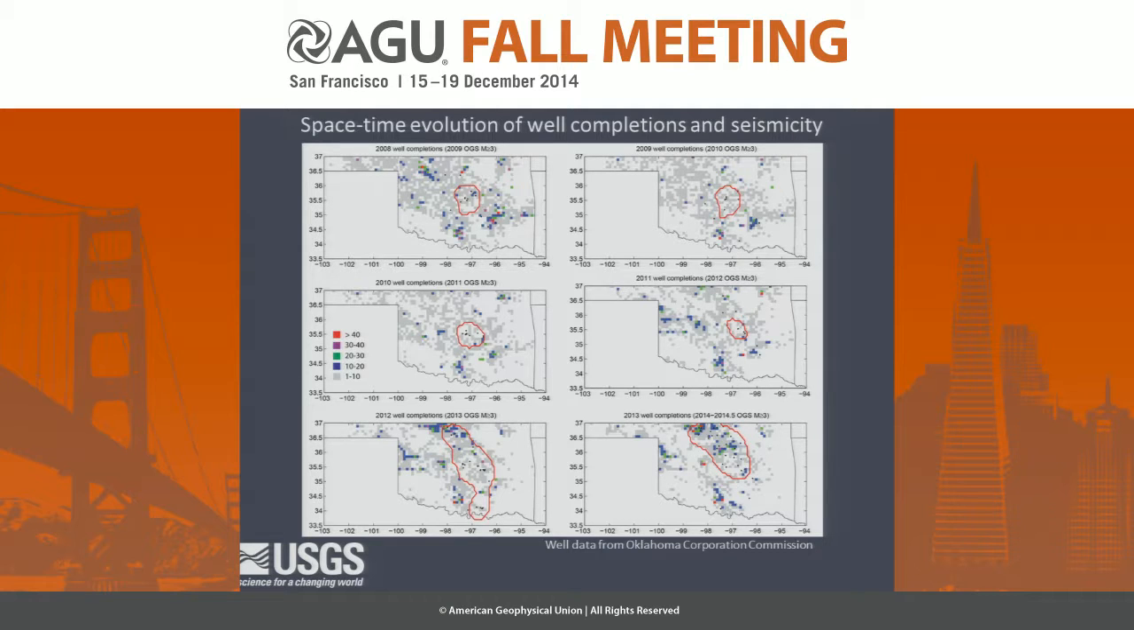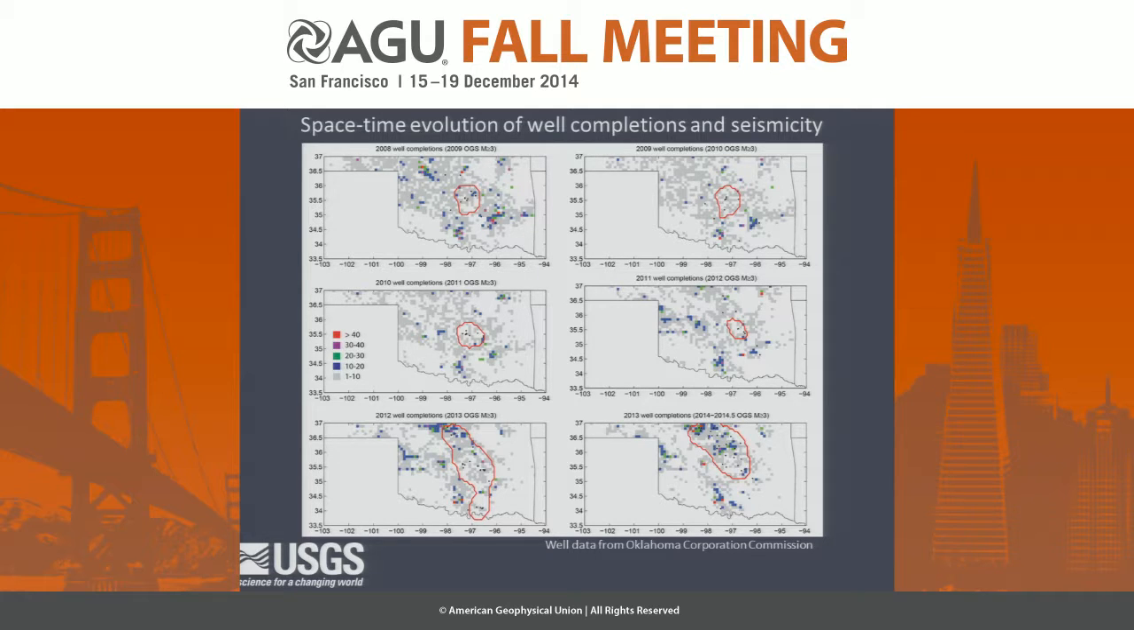Now, plotted on top of these maps, I'm showing the seismicity from the year following the well completion. So for example, this top figure here is showing the 2008 well completion map. Plotted on top of that are the earthquakes that occur the following year. And then the red line here represents the contour of that area of increased seismicity that we identified. Interestingly, you can see that in 2012, the number of well completions sharply increased here in this area of the Mississippi Lime play up near the northern border. And then you can see that the seismicity actually follows the following year.